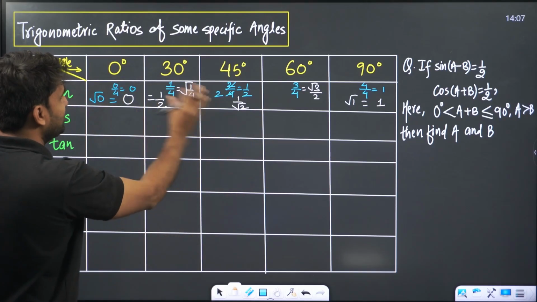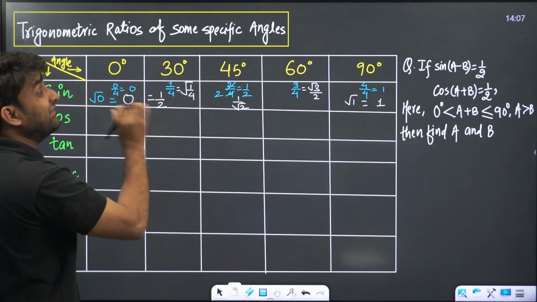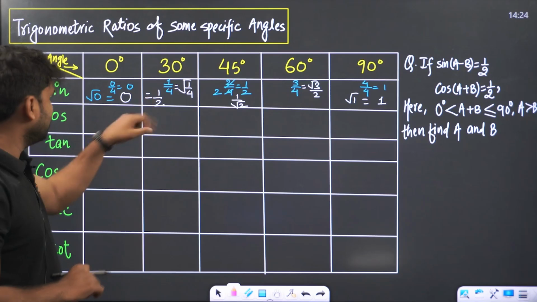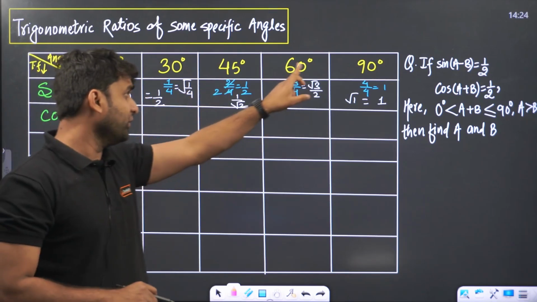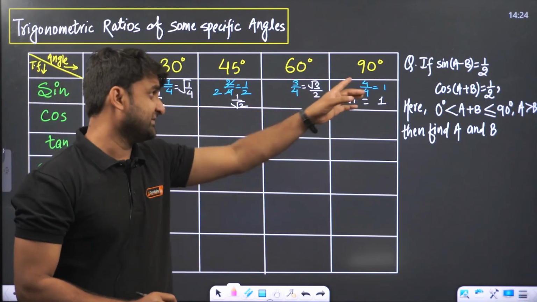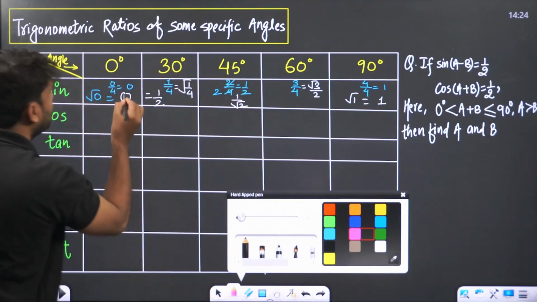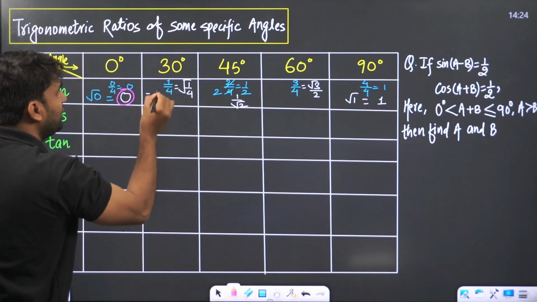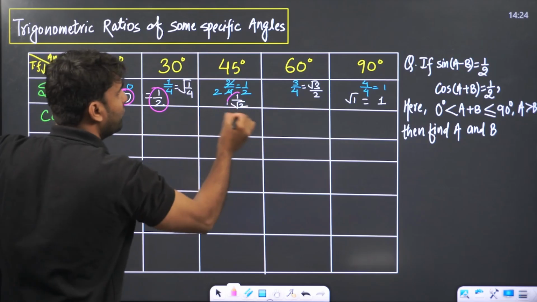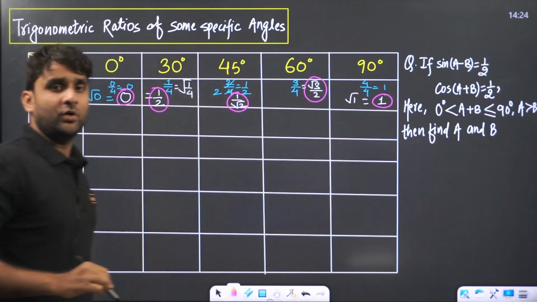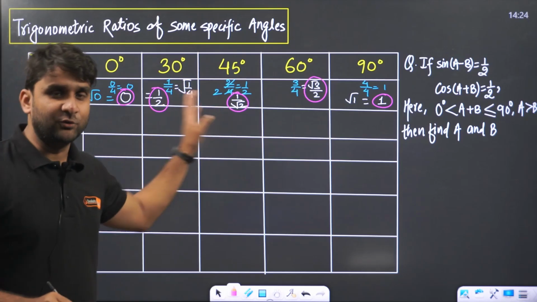I'm going to erase all these numbers and write the final answer. These are the final values: sin 0 is 0, sin 30 is 1 by 2, sin 45 is 1 by root 2, sin 60 degree is root 3 by 2, and sin 90 will be 1. Let me highlight these values in pink color. So the final values are 1 by 2, 1 by root 2, root 3 by 2, and 1. The pink encircled values are the final values.